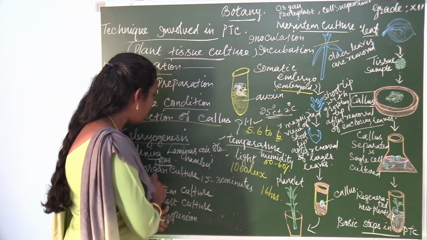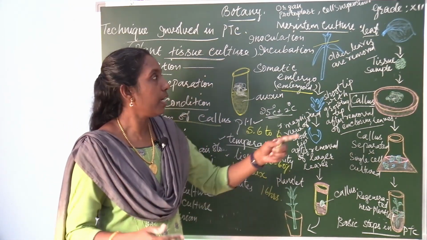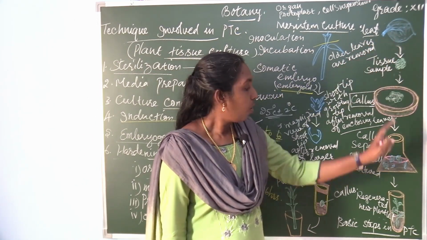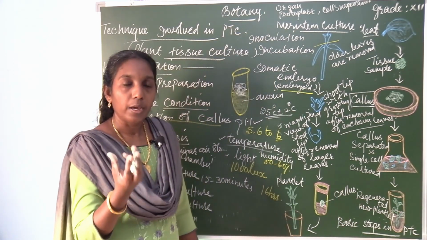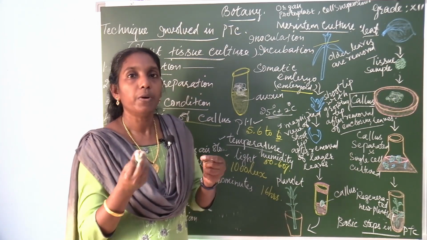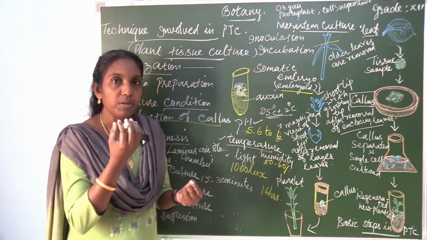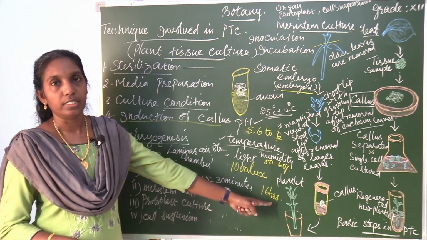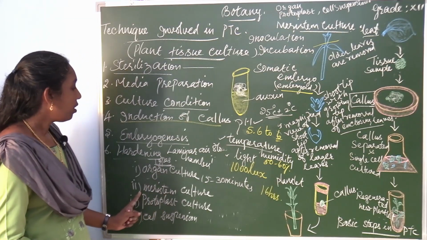For organ culture, we may select any part of the organ. Here the explant is leaf, or stem, or root, or tuber, or embryo, or anther, or ovaries. So these are all different organs. Any organ can be selected and allowed to culture under the tissue culture technique. That's called organ culture. The second one, meristem culture.